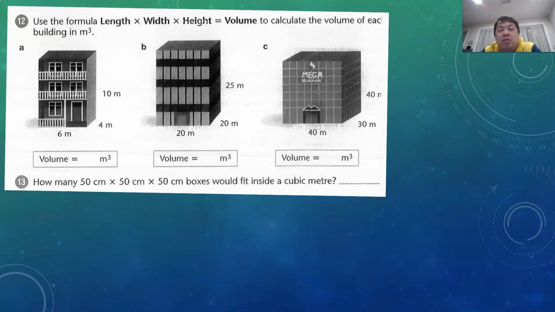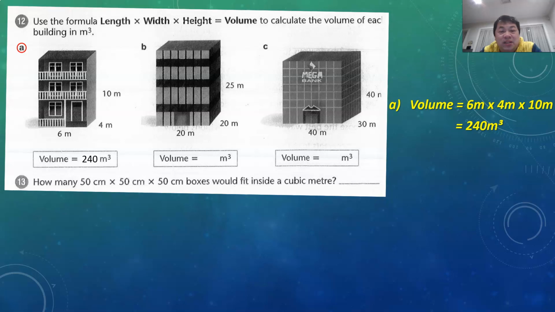So the next part is about the volume of the building. Let's use A as an example. You have length, width, and height. So to get the volume is basically 6 meters times 4 meters times 10 meters. You work it out, you get 240 meters cubed as the volume of the building.